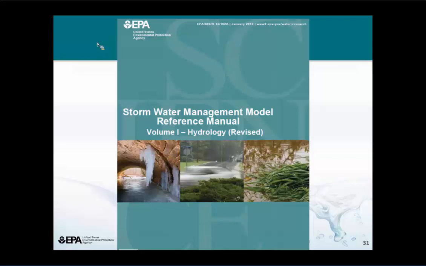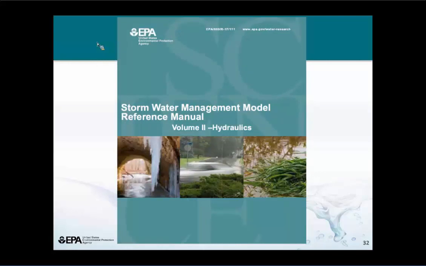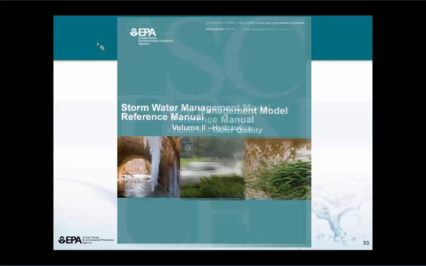Not only is the code itself well documented, but the underlying fluid mechanics equations are well documented. Volume 1 is hydrology: subcatchment, infiltration, precipitation, evaporation. Volume 2 is hydraulics: how the conduits work, the pumps work, the junctions work. Volume 3 is water quality.